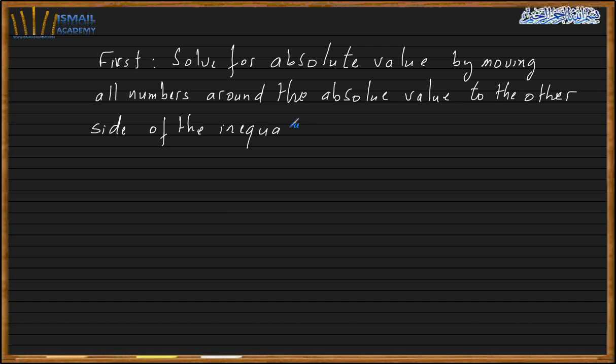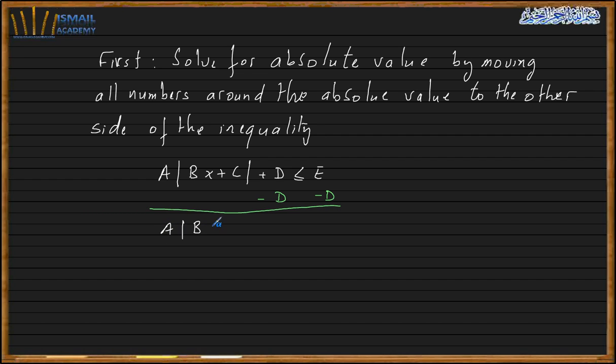So if I pick one of the general cases, for example, the absolute value of Bx plus C, plus D is less than E, what I do, I minus D both sides. If you have minus, you add. If you have addition, you subtract. So this will end up having A times the absolute value of Bx plus C is less than E minus D.